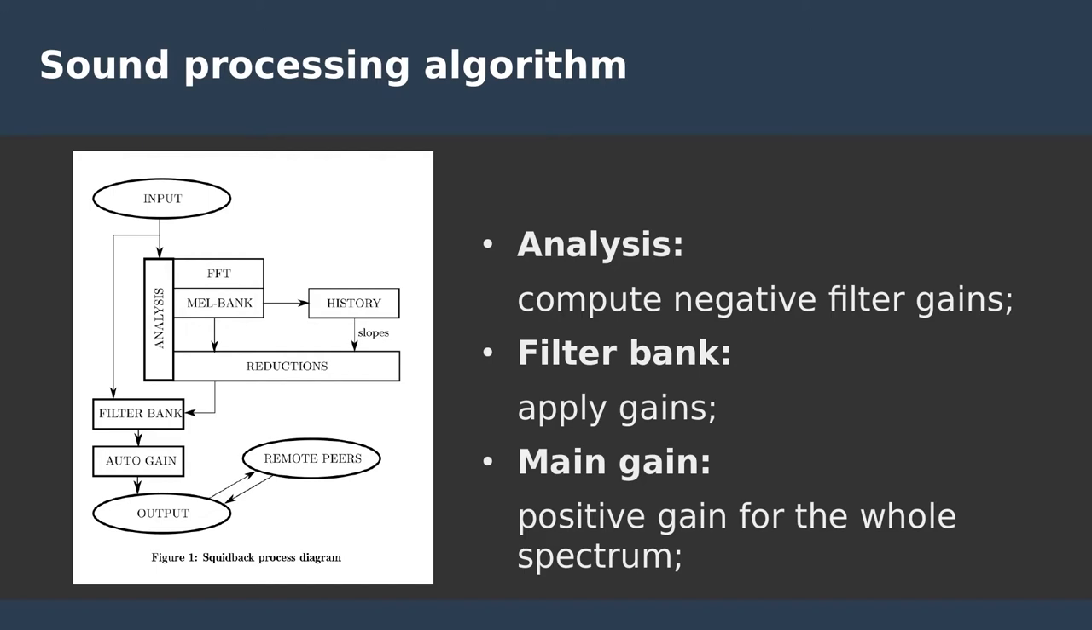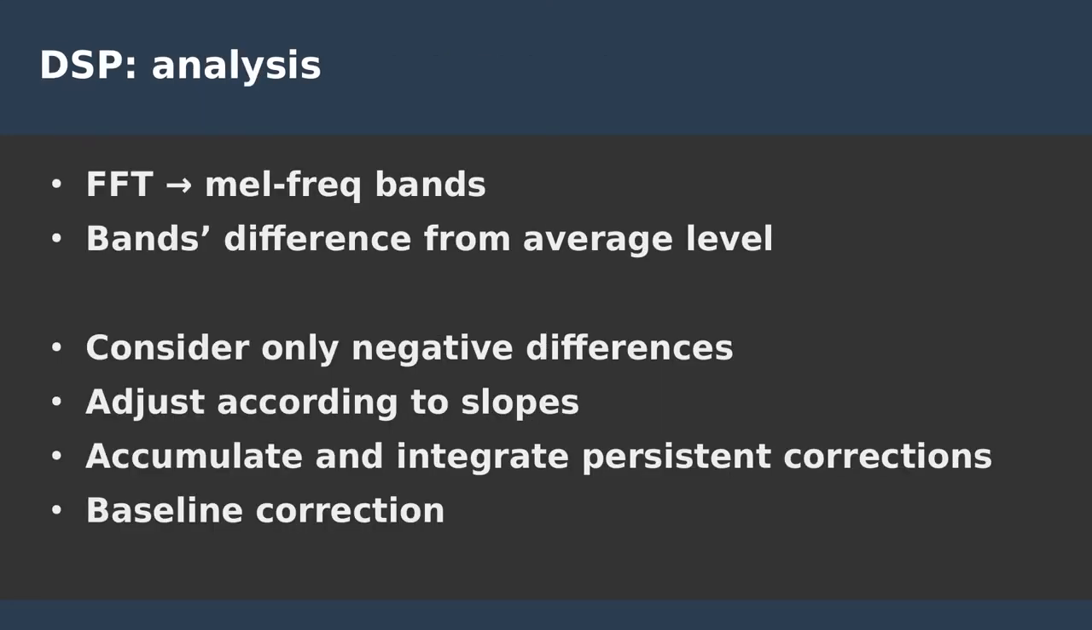So the algorithm begins by analyzing input sounds in the frequency domain, first by an FFT and then by applying a triangular filter bank to reorganize spectral information in MEL frequency bands, better approximating a perceptual frequency distribution. For each band, a gain correction is initially computed as its difference from the average level. Only negative corrections are considered, since it was preferred not to give positive gain to individual bands and rather use a main positive gain for the whole spectrum later in the processing chain.